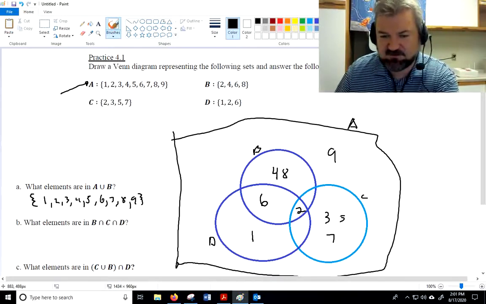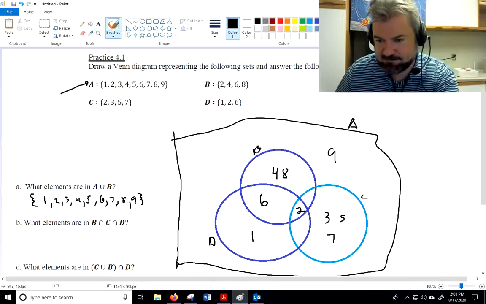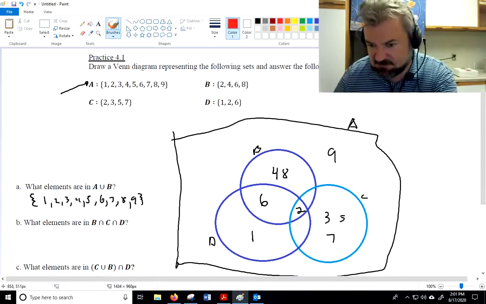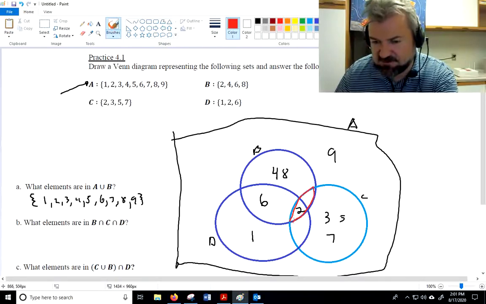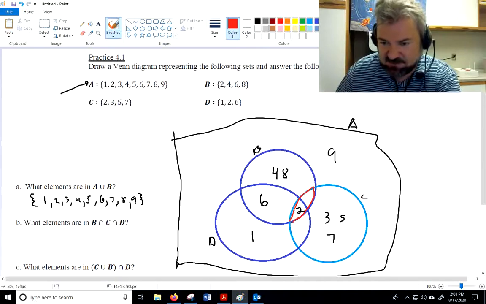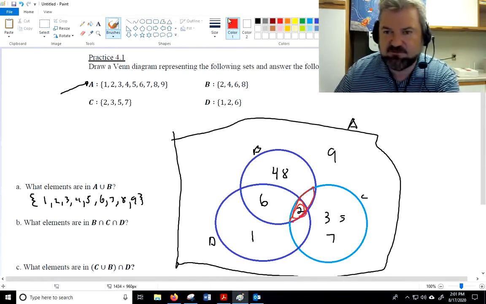So it's the intersection of B and C. So the intersection of B and C is this little magnifying lens looking thing, right? That's the intersection of B and C. Now, where does that intersect with D? Well, that intersects with D right here. So that's the number 2.